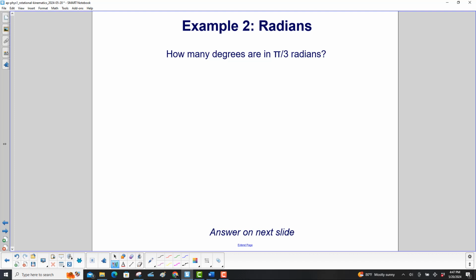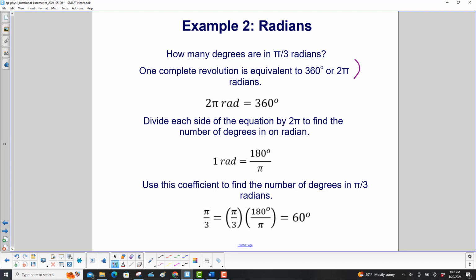Example 2. How many degrees are in pi over 3 radians? One complete revolution is equal to 360 degrees, or 2 pi radians. So we set them equal to each other. Divide each side of the equation by 2 pi to find the number of degrees in 1 radian. So we have 1 radian is 180 degrees divided by pi. And we're going to use that coefficient to find the number of degrees. So we have pi over 3 equals pi over 3 times 180 degrees over pi. The pi's cancel out, and we get an answer of 60 degrees.